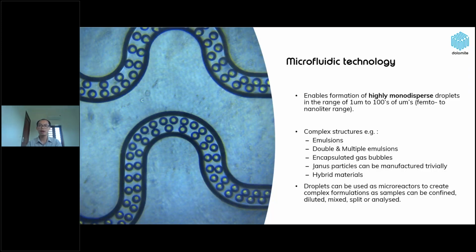As we already learned about microfluidic technology in the first webinar of this series, microfluidic technologies enable formation of highly monodispersed droplets in the range of micrometers to hundreds of micrometers, with complex structures like emulsions, double and multiple emulsions, encapsulated gas bubbles, Janus particles, and hybrid materials. Droplets can also be used as microreactors to make complex formulations, as samples can be confined, diluted, mixed, split, or analyzed.